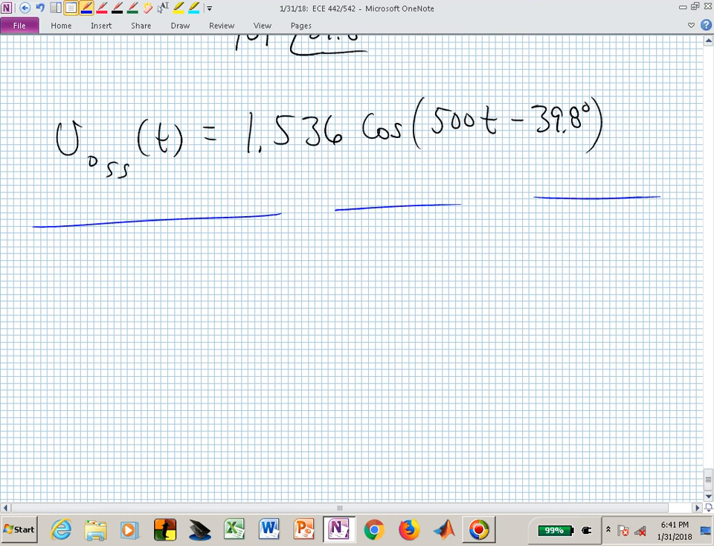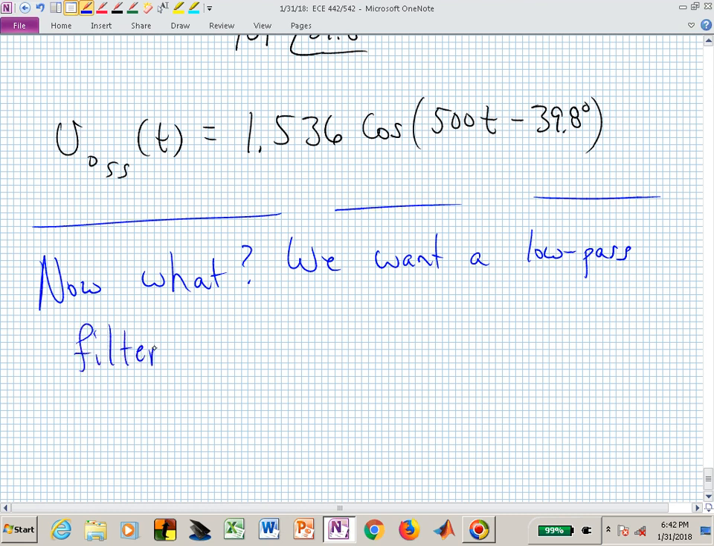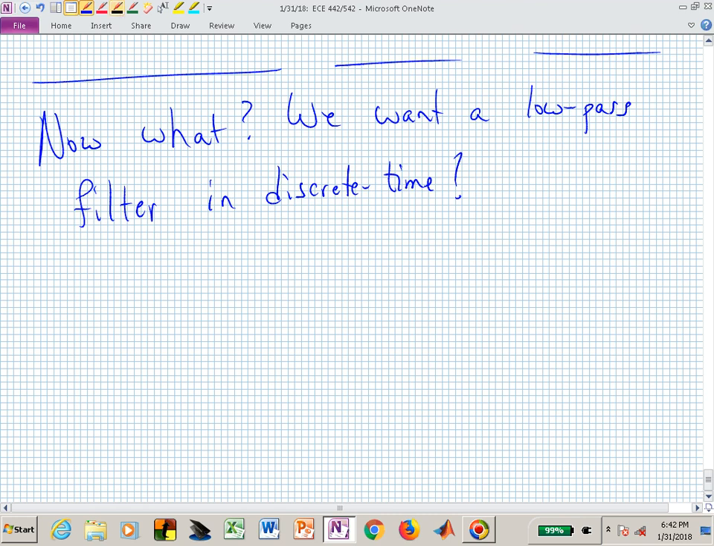Now what? We want a low-pass filter in discrete time, don't we? We want a difference equation. We want a low-pass filter in discrete time. Deer in headlights. Now what do we do?